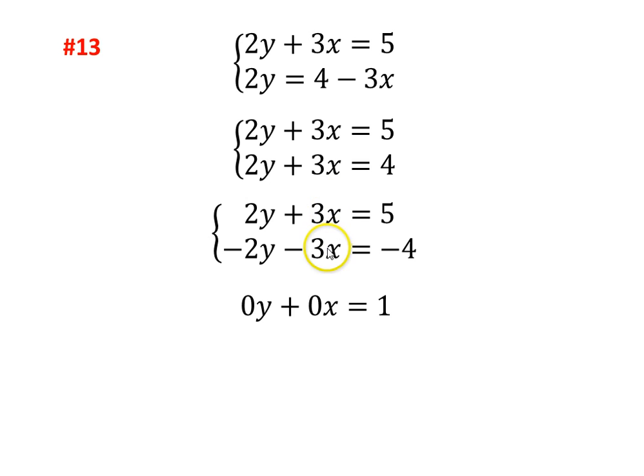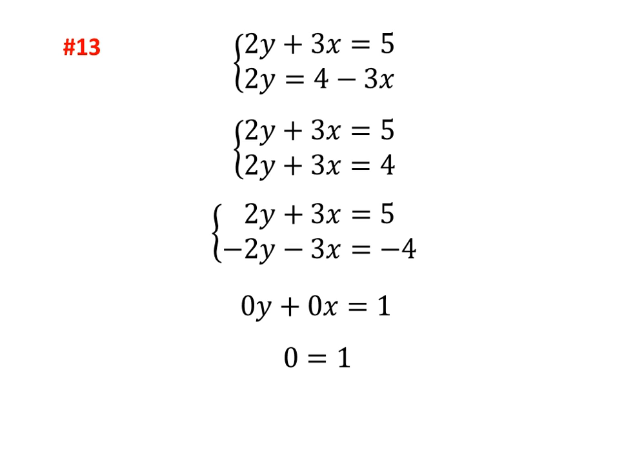0x comes from 3x minus 3x, so they're gone. And the 1 comes from 5 minus 4. So really what we're left with here is 0 equals 1. Well, that doesn't make any sense. So what does that mean?